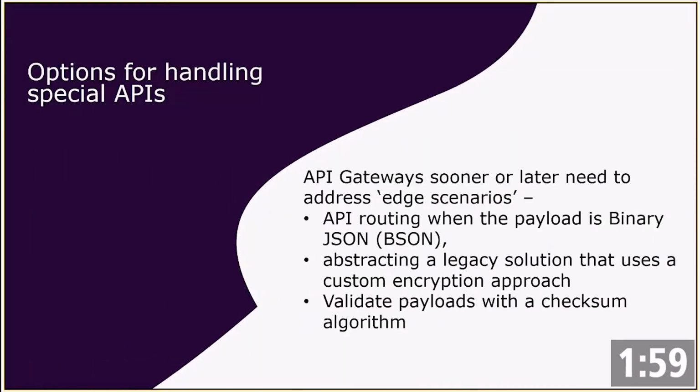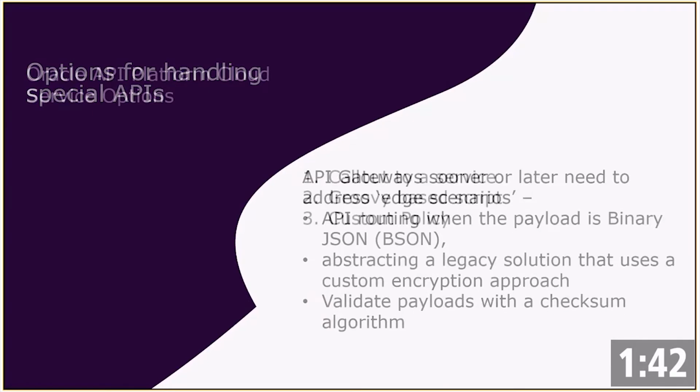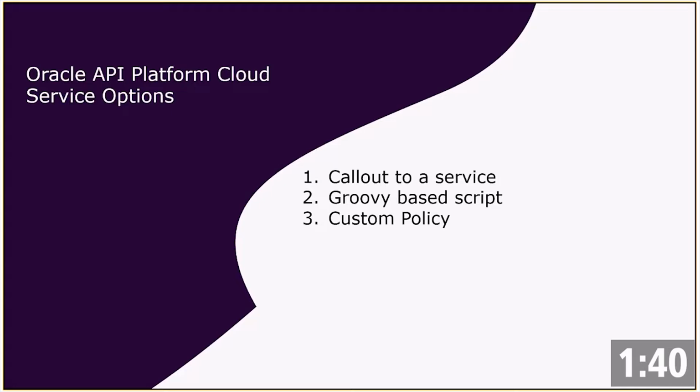Edge cases that we might encounter are things like dealing with binary payloads in an API call, abstracting legacy solutions with their own custom encryption, or doing additional validation to make sure payloads aren't manipulated, such as doing checksums of the payload size. We can do this kind of service or logic in several different ways.